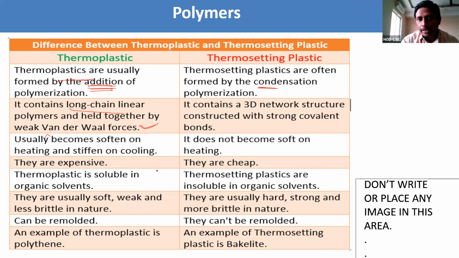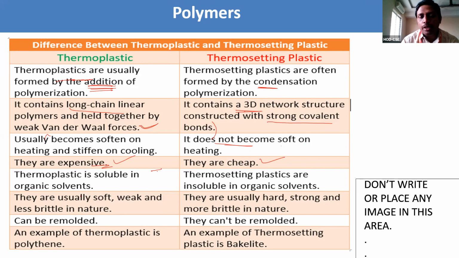Thermosetting plastics contain a three-dimensional network structure constructed with strong covalent bonds. Thermoplastics become soft on heating and stiffen on cooling. Thermosetting plastics become harder on cooling, but they never become soft on heating. Thermoplastics are expensive, and thermosetting plastics are cheaper.